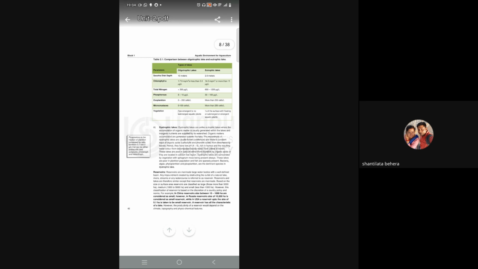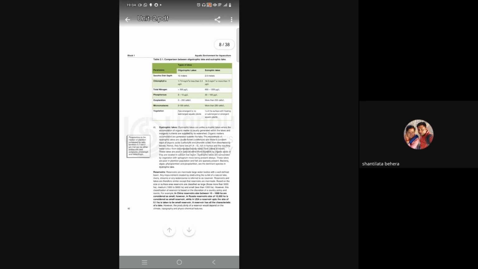Where the organisms are growing, their organic material will be released. Like if fishes are growing, fishes will produce waste material, and that waste material will again increase the nutrient level of the dystrophic lake. So what happens is that the organisms inside it, from their waste products, the nutrient level increases, okay.